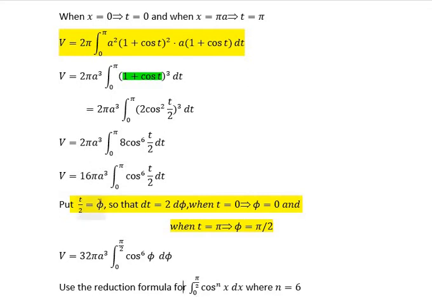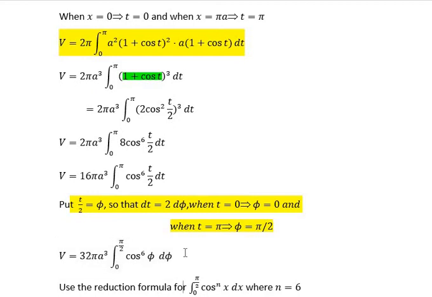So theta by 2 is equal to pi means it is equal to 0. When t is equal to pi, then phi is equal to pi by 2. So the limits of integration are 0 to pi by 2, and hence V is equal to 16 pi a cube integral 0 to pi cos to the power of 6 t by 2 dt becomes V is equal to 32 pi a cube integral 0 to pi by 2. The new limits we have taken here, cos to the power of 6 phi d phi.